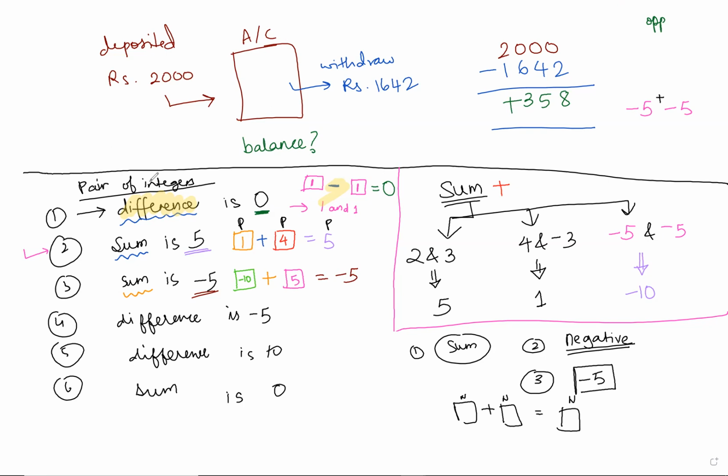Minus 1 plus minus 4. Yes, mashallah, you are very smart. Minus 1 plus minus 4 gives us minus 5. So you applied the right logic. You saw that if this has to be negative, I can apply negative everywhere and my answer will come off. Okay, so now let's see the fourth one.